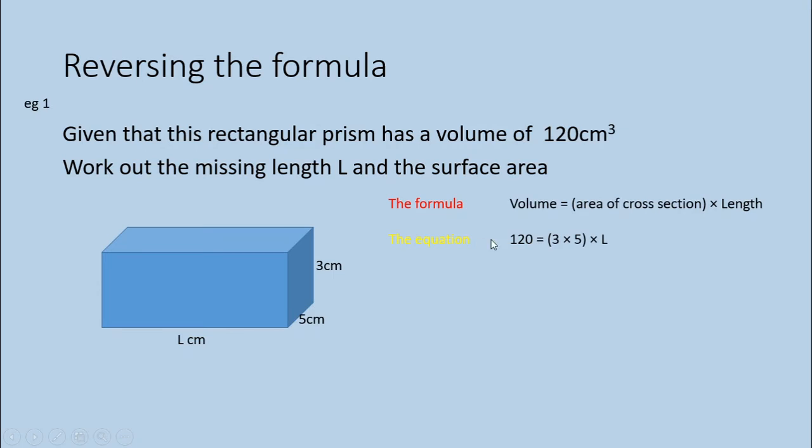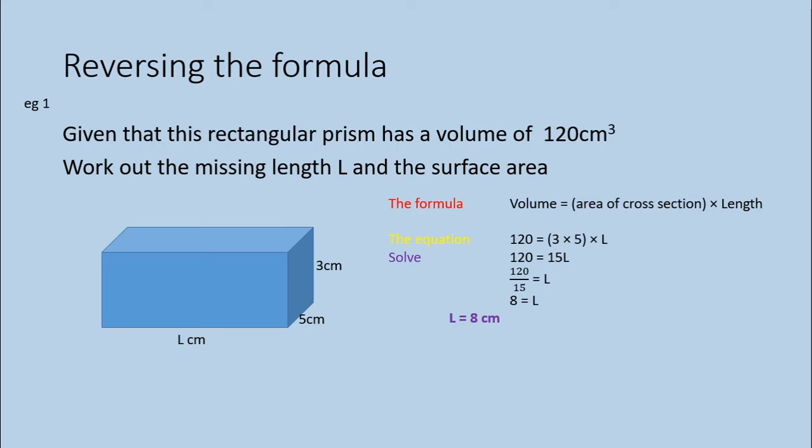So the equation that I'm going to solve: the volume, which I was given, was 120, equals the area of the cross-section, and I'm choosing this to be the cross-section because I think that's going to be easiest. I know the values I need for the cross-section. So 3 times 5 multiplied by the length L, and I'll rearrange that to find L. 3 times 5 is 15. So to get L on its own, I need to move the 15 to the other side and divide by it. And 120 divided by 15 gives me L. L is going to be equal to 8 centimeters.